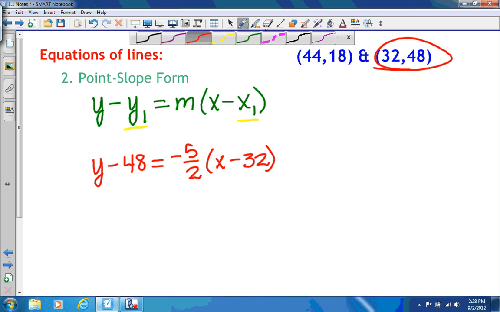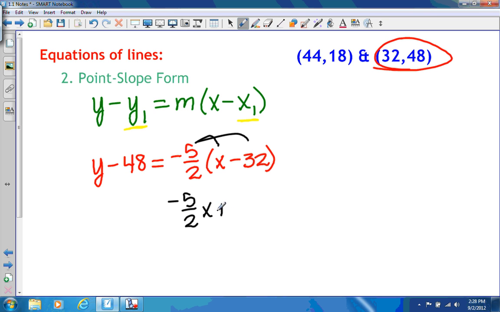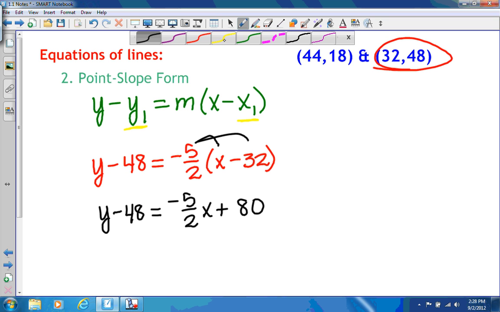Now if we wanted to convert that to slope-intercept form, we would then have to distribute and get a negative 5/2 x plus 80. And finally add 48. And come up with the same equation.